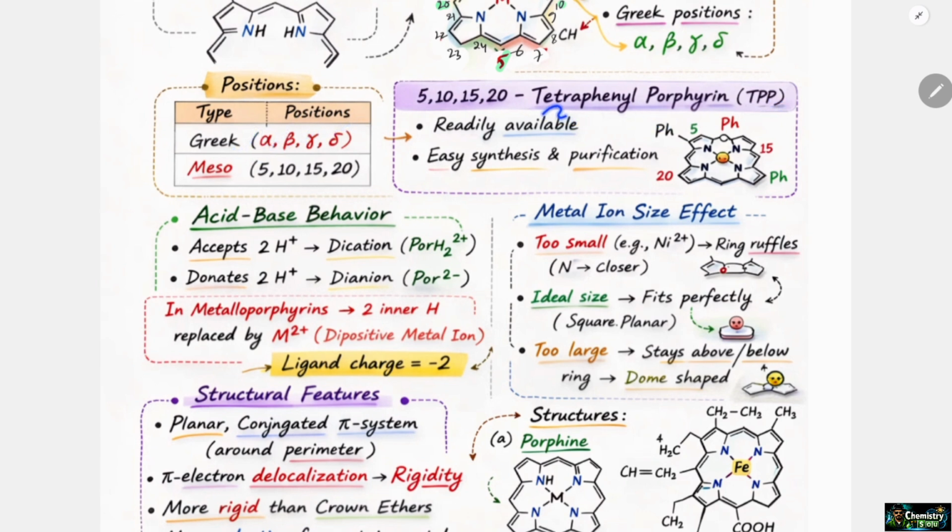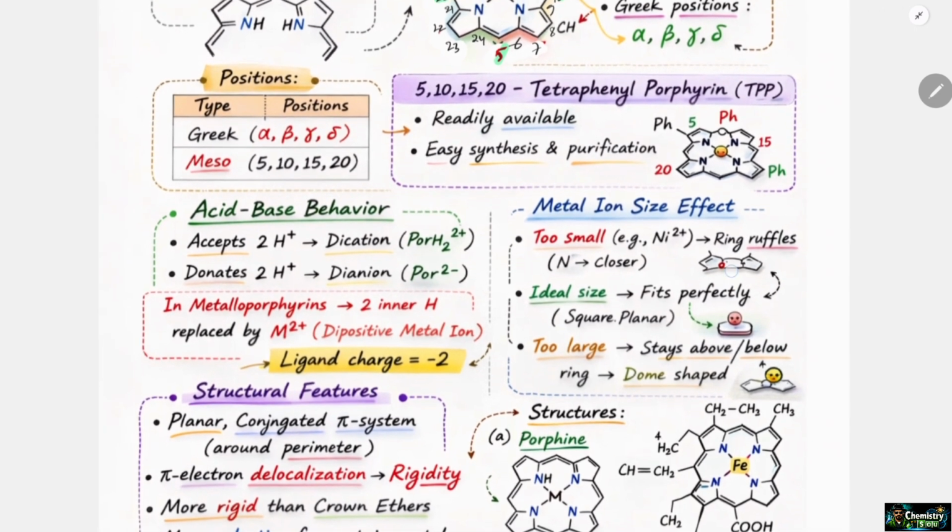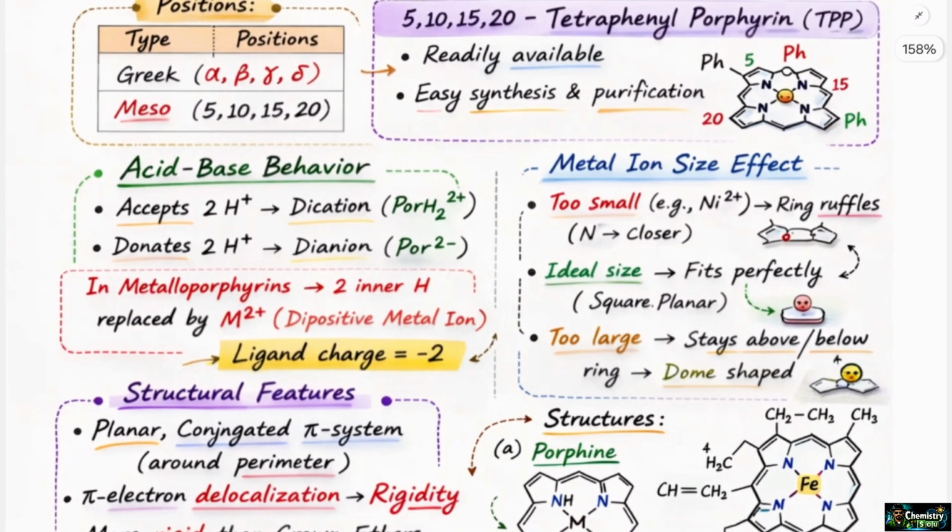So we already discussed previously that tetraphenyl porphyrin ring is readily available and easy to synthesize and purify, that's why you can easily synthesize them. So basically in this ring the 4 phenyls are substituted in this position, the alpha, beta, gamma, delta positions. The acid base behavior we already said: it can accept 2 protons, and porphyrin can accept to form a dication, and it can donate 2 protons, converting it to a dianion.